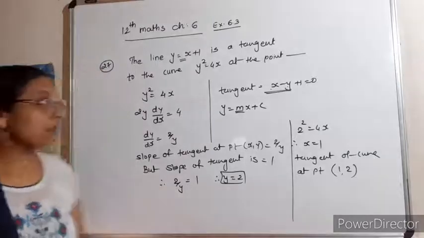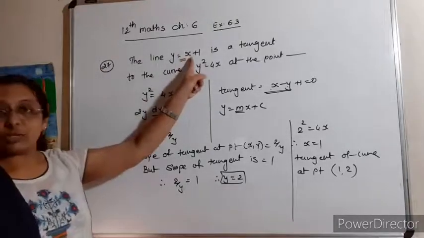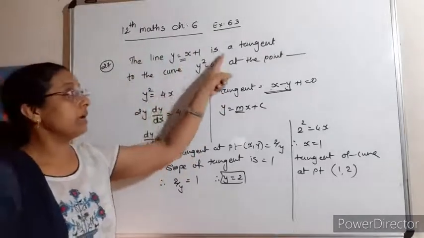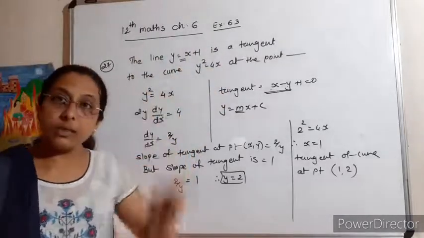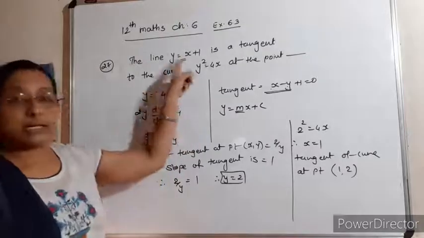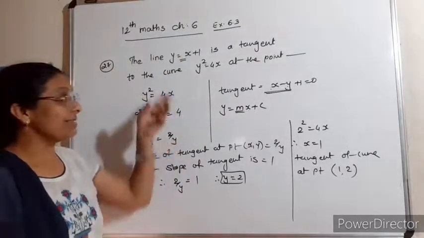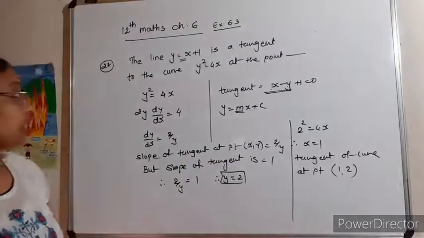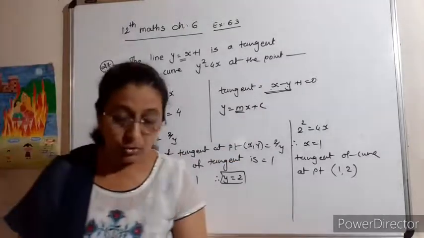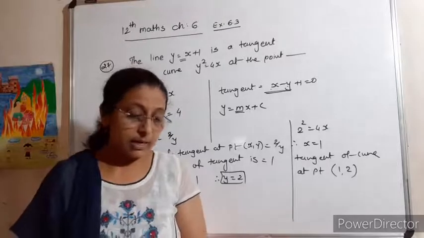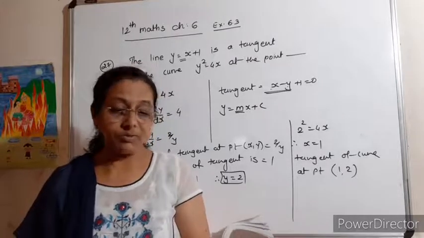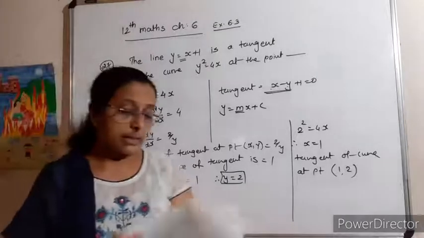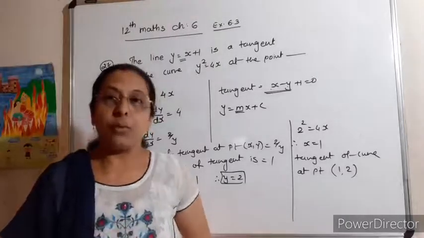You understand what I am doing here? This tangent is given, curve is given. So from both we will do dy by dx. From here we will get the slope of the tangent, and from here we will get the slope of the tangent. Both slopes are equal, compare, you will get the point. Understood? Yes. So that is the exercise. Okay, this is question number 27. Okay, then exercise 6.3 is over here.